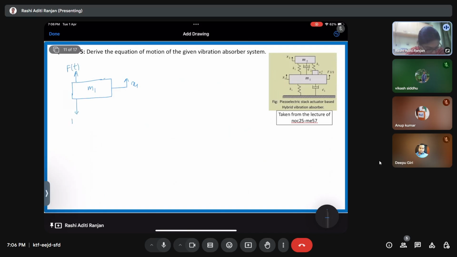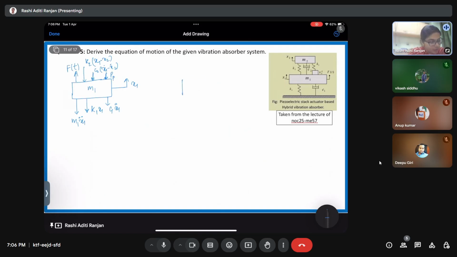So here we are going to have inertia M1 X1 double dot. Then we are going to have K1 X1, C1 X1 dot. Apart from that, here also we are going to have one K2 times X1 minus X2. Then we'll have C2 times X1 dot minus X2 dot. And then we are going to have a force P, which is going to be because of the piezoelectric, right?